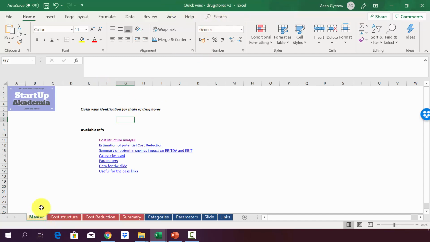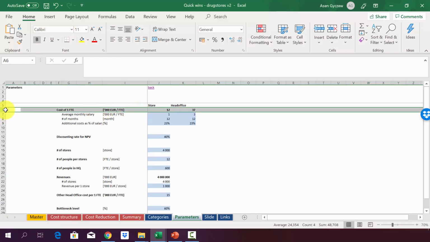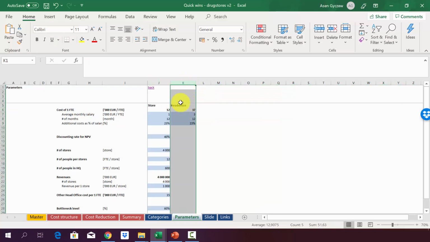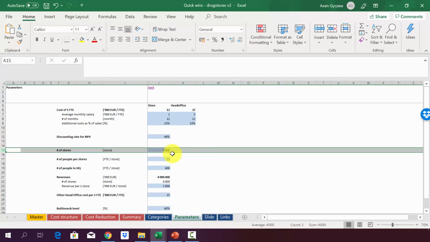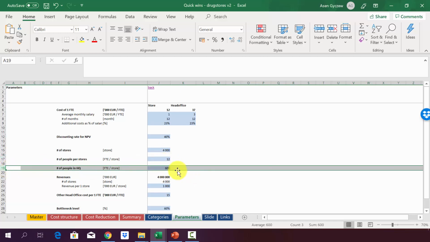And here in the sheet Master, you'll find a table of contents, or the things we have in this sheet. We're going to start with the parameters, just to give you a quick look at the things we have here. So first of all, we have the cost of 1 FTE, which is different for the store and for the head office. Then we've got the number of stores in row 15, which is 4,000. We've got the number of people per store, 12. Number of people in the head office, this is 600.